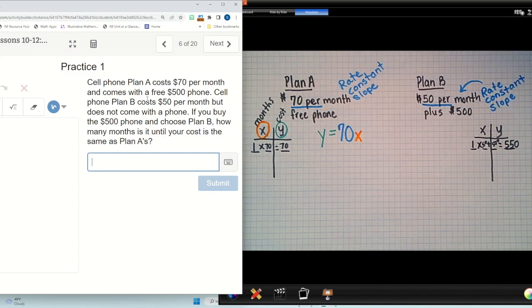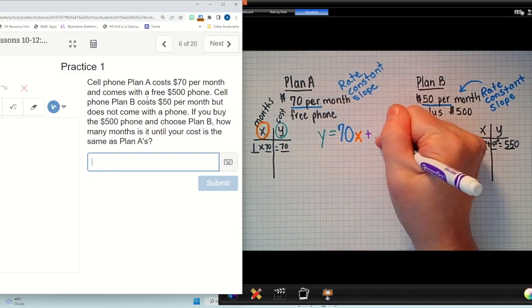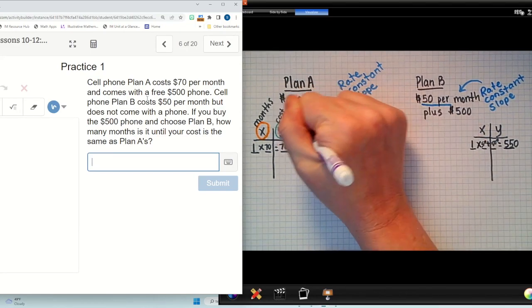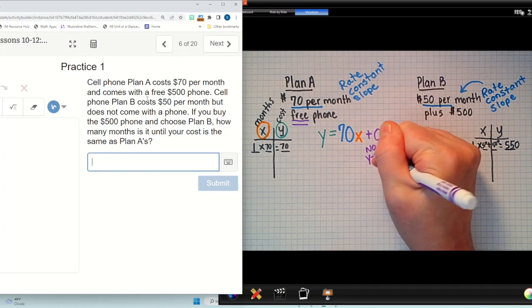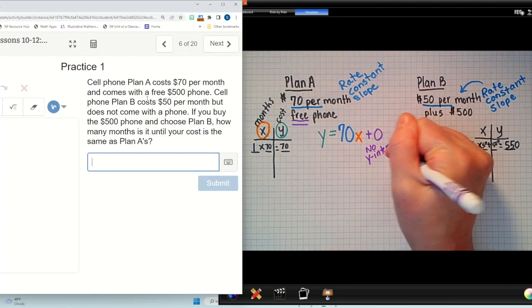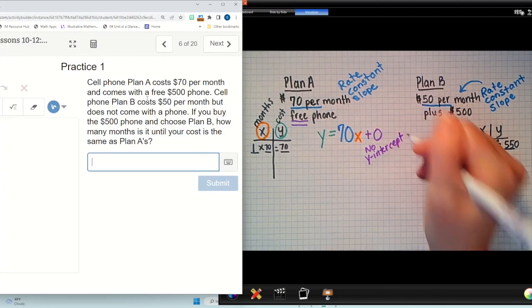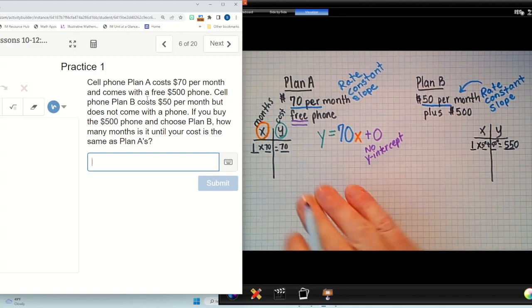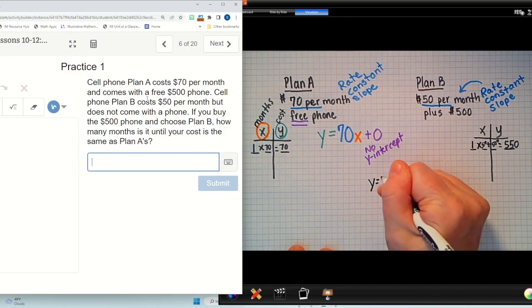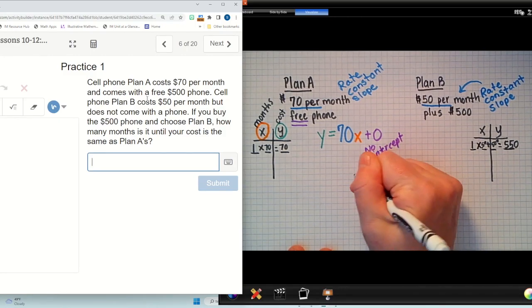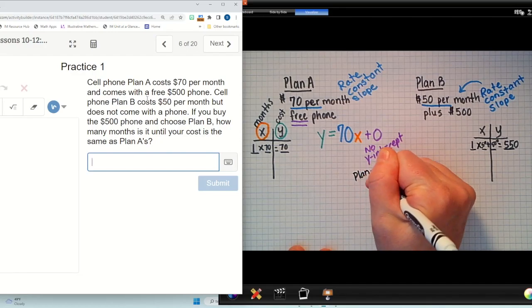So I'm actually going to use a different color here. I'm going to put plus 0, right? I get a free phone. There's no y-intercept. I don't come into the store having to pay something at the start. So this is why we call this a proportional relationship, okay? So it is just y equals 70x. And then I'm going to rewrite that down here at the bottom. y equals 70x. That's plan A.